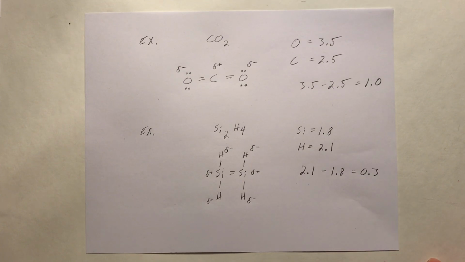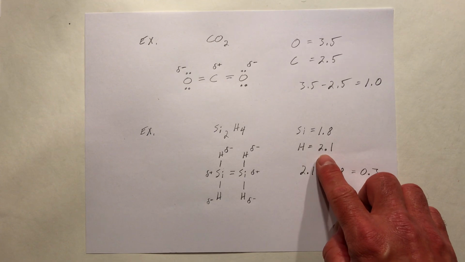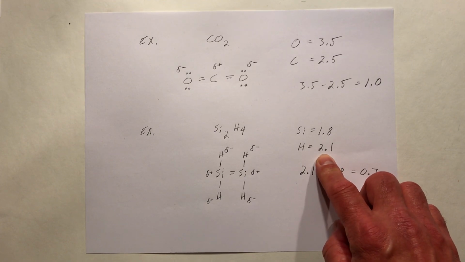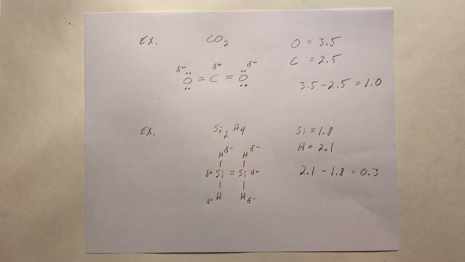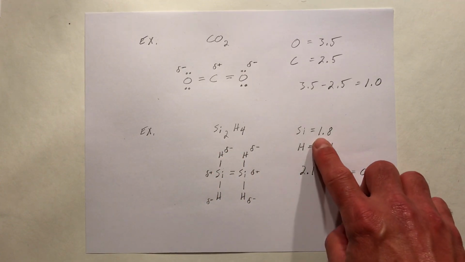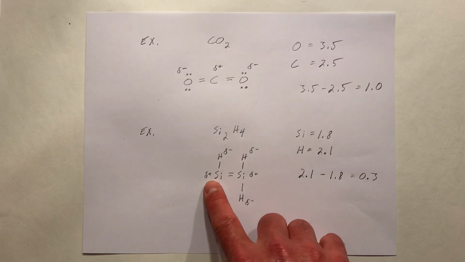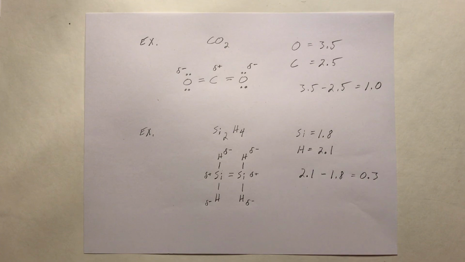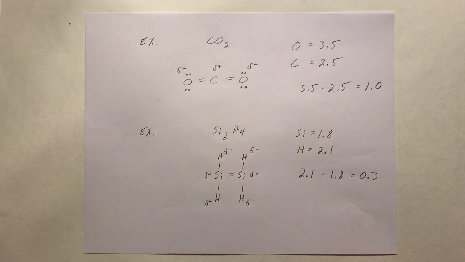Well, that means it's polar covalent. It's greater than 0 and less than 1.67. So now we look at those electronegativity values. The element with the larger electronegativity gets the delta minus. So we put delta minuses by each one of the hydrogens. And the element with the smaller electronegativity, silicon, which has 1.8 electronegativity, gets the delta plus. So we put delta plus by each one of the silicons. And since we're comparing each bond directly, that's all we have to worry about.